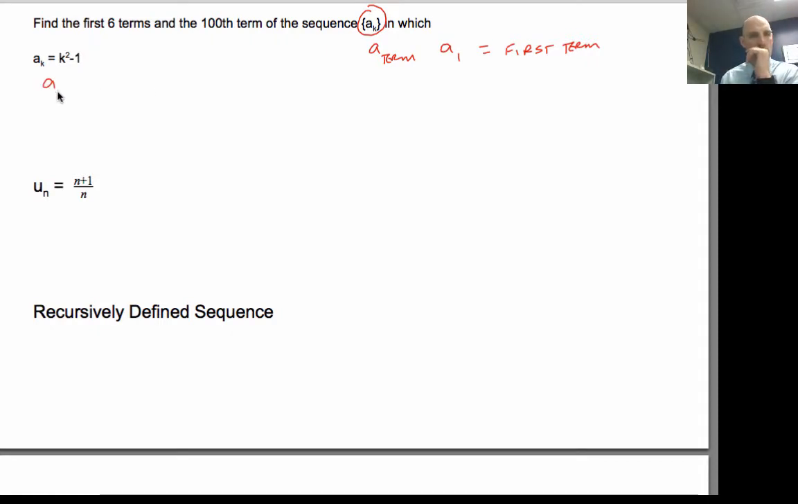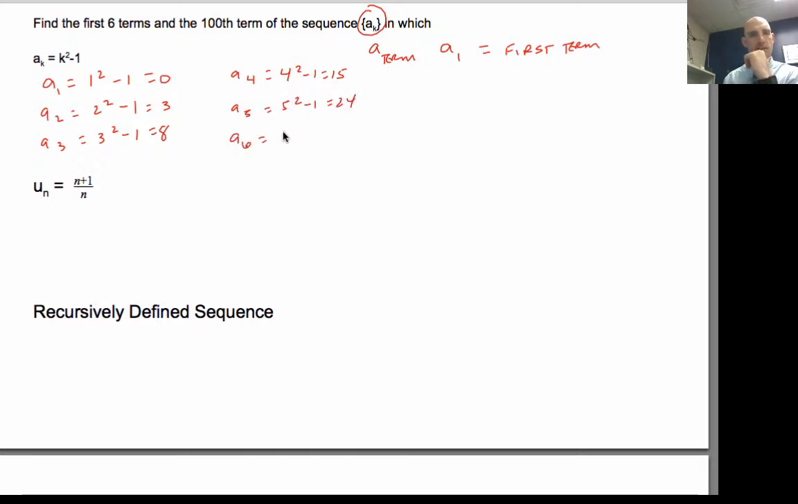So a sub 1 is equal to 1 squared minus 1, which is 0. A sub 2 is equal to 2 squared minus 1, which is 3. A sub 3 is 3 squared minus 1, which is 8. A sub 4 is 4 squared minus 1, which is 15. A sub 5 is 5 squared minus 1, which is 24. A sub 6 is 6 squared minus 1, which is 35.